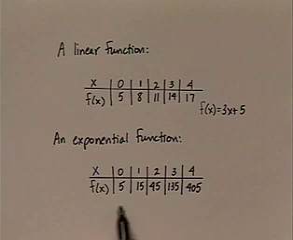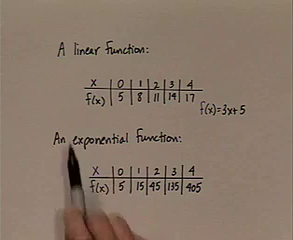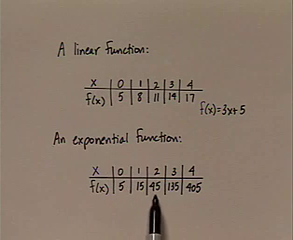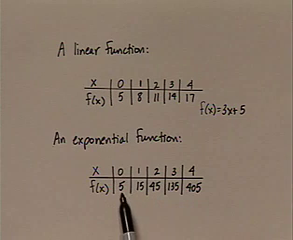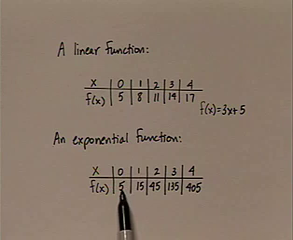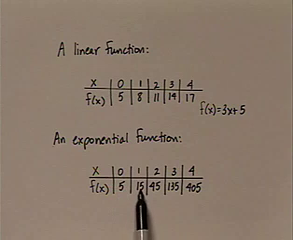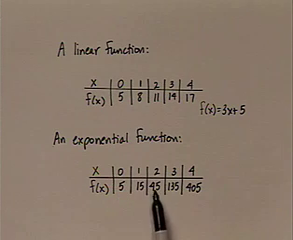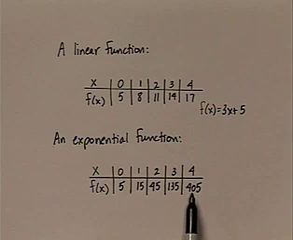Now this is an exponential function given in table form. Notice that if we wanted it to be linear, the f of x values would have to increase by a constant amount, and they don't. What happens with the y values in this second table is that they increase by a constant factor. If I multiply 5 by 3, I get 15, and then 15 times 3 is 45, then 45 times 3 is 135, and so on. That's what makes this an exponential function.